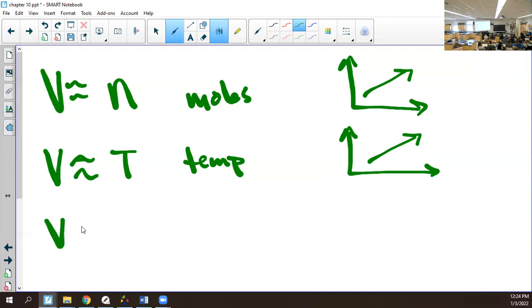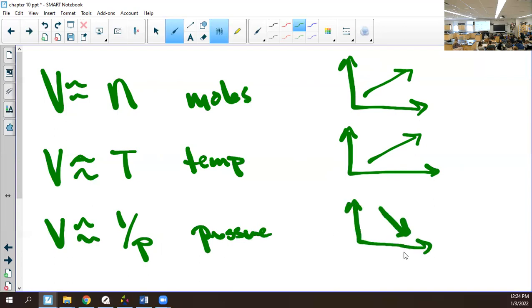But then we learned volume was roughly proportional to 1 over pressure, which is just an inverse relationship. P means pressure. And so that graph would look something like this, right? Everyone with me? All right.